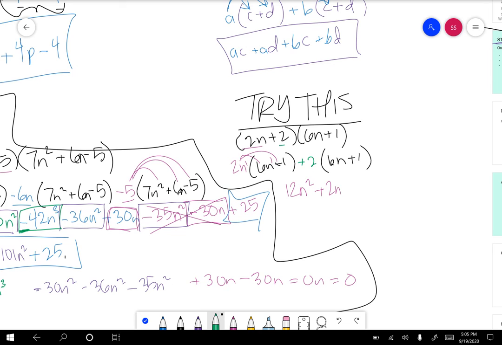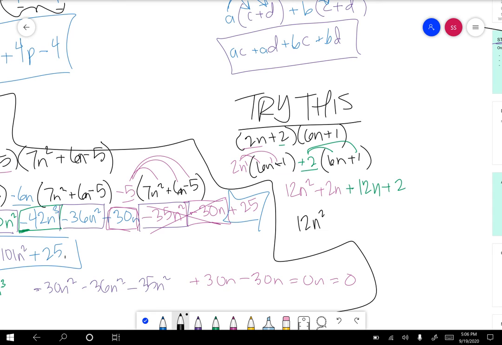Now I have positive 2 times 6n. 2 times 6 gives us 12 again, 12n, because there's no other n's we're multiplying it by. And then 2 times 1 gives us 2. We're not done yet. We need to combine like terms. There's only one term with n to the second power, so that stays the same.